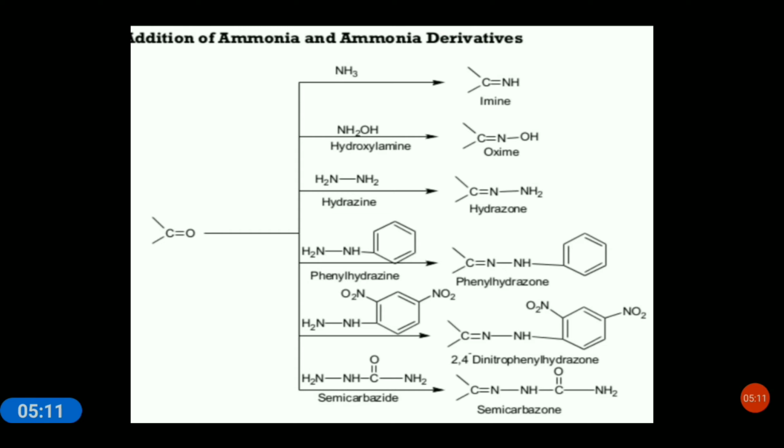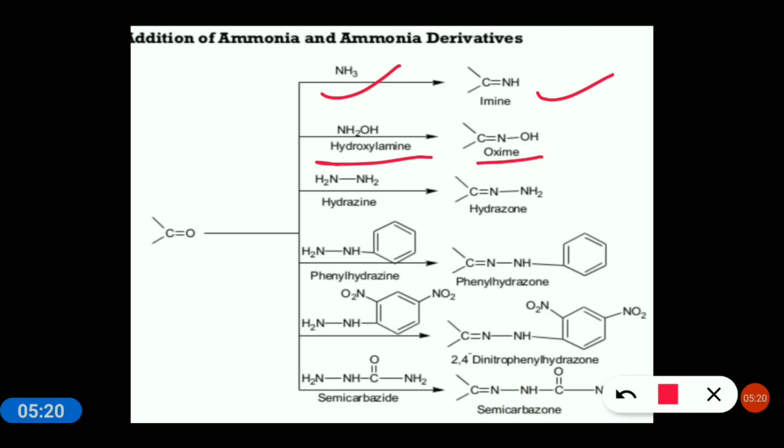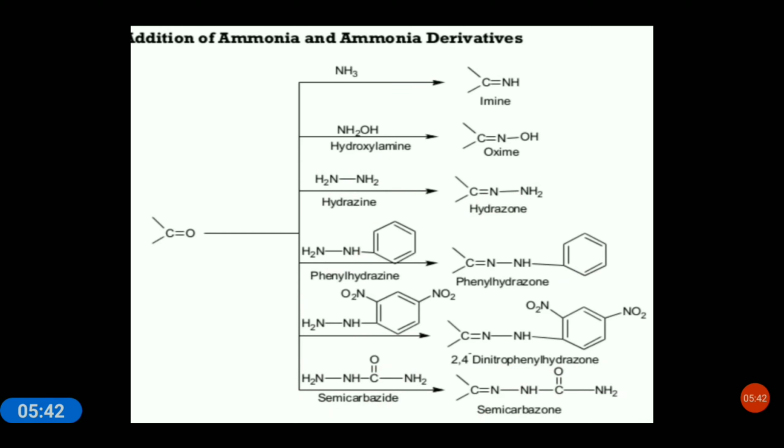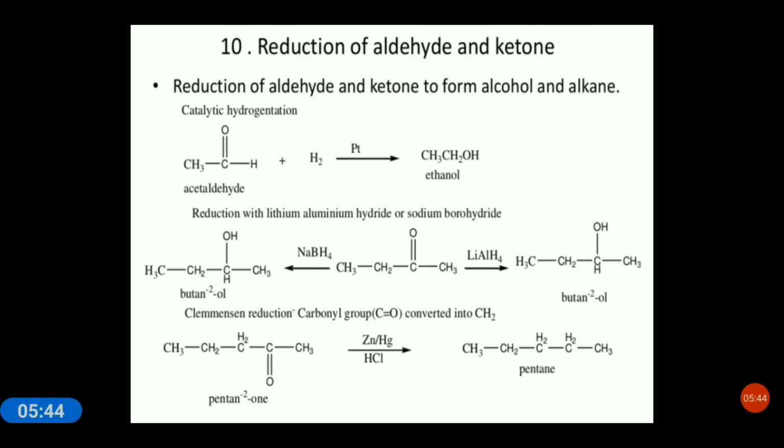Here I have given you a flow chart. Please remember it. Ammonia gives you imine, hydroxylamine gives you oxime, hydrazine gives you hydrazone, phenylhydrazine gives phenylhydrazone, 2,4-dinitrophenylhydrazine gives 2,4-dinitrophenylhydrazone, and semicarbazide gives you semicarbazone. So please remember all these addition reactions followed by elimination reaction.